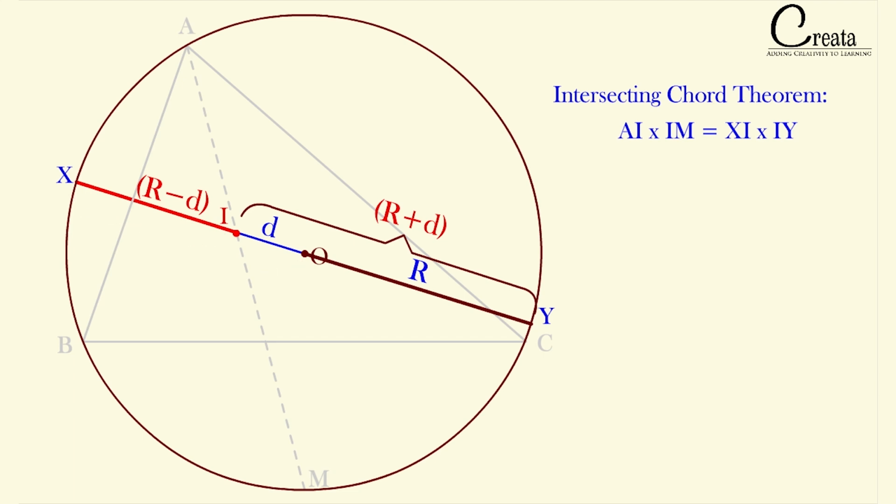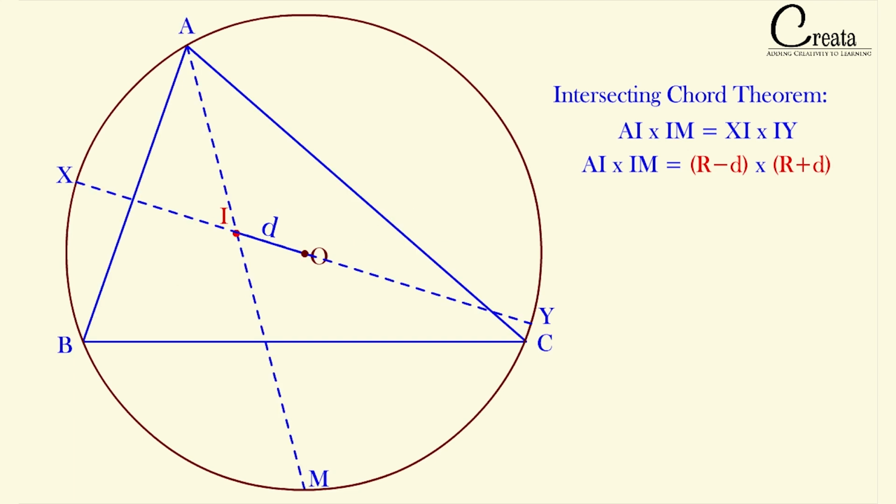This length is R, so XI will be equal to R minus D. And this length will be equal to R plus D. Got it? So we got our equation as AI into IM is equal to R minus D into R plus D. Moving further, let's join BM.